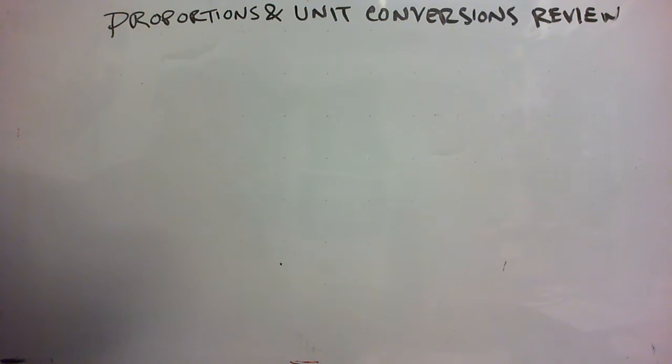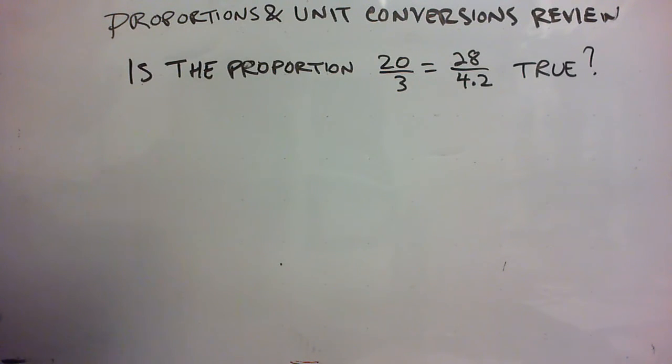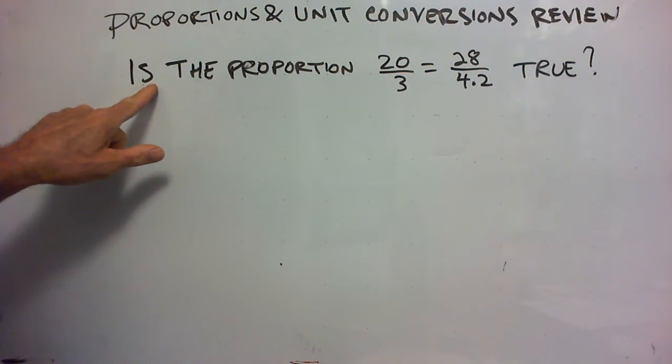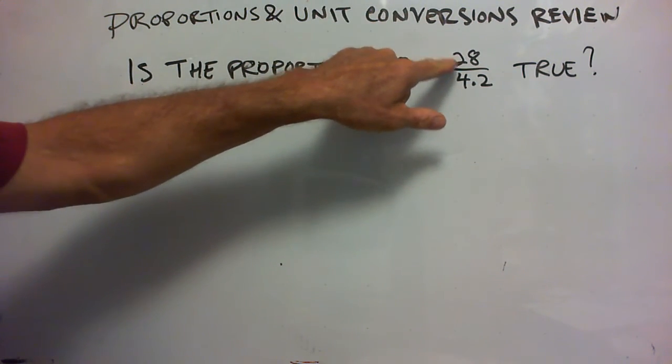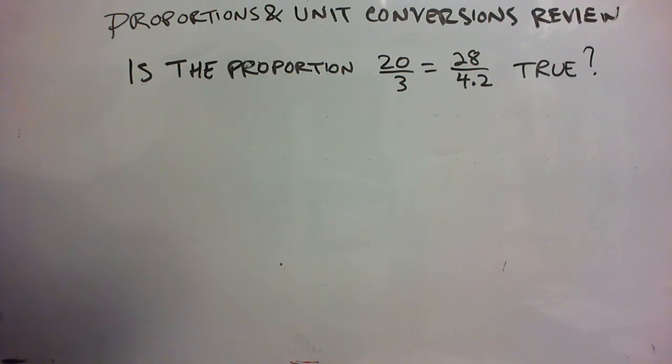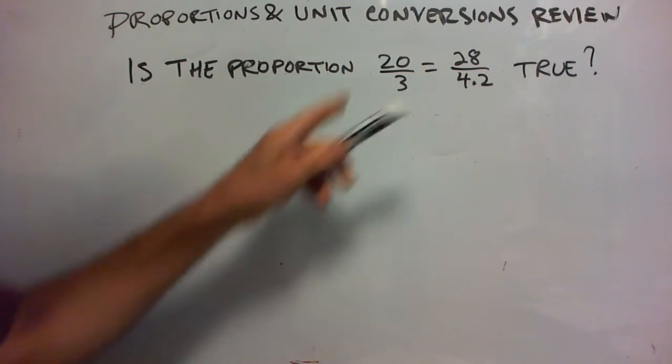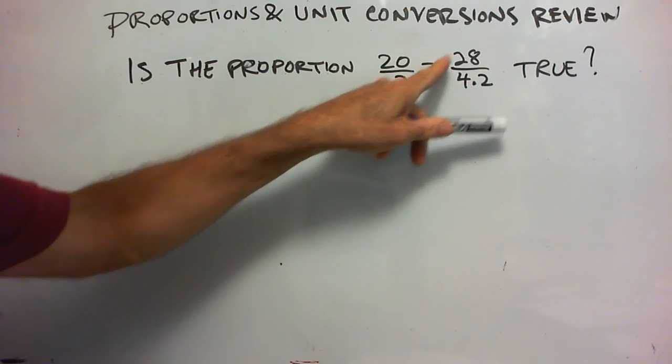Okay, we're going to do some proportion and unit conversion review problems here. And the first problem we're going to look at is the proportion 20 over 3 equals 28 over 4.2. True? Now, a way to show whether it's true or false is, are the cross products equal? If they're equal, then it is a true proportion. So we multiply 20 by 4.2 and 3 by 28.